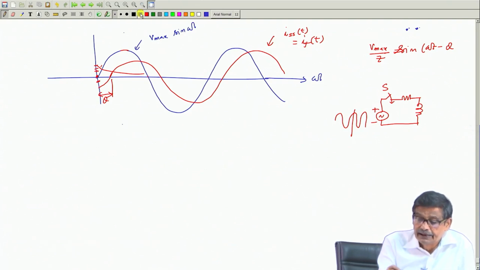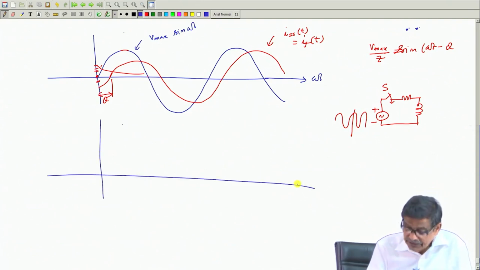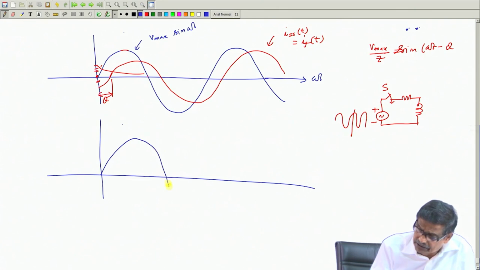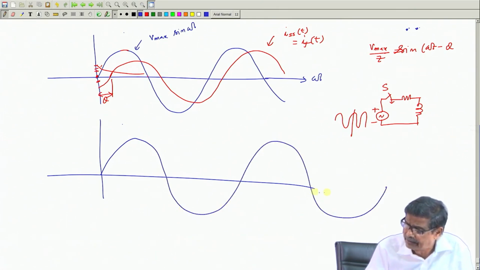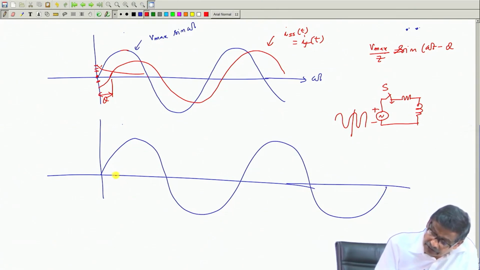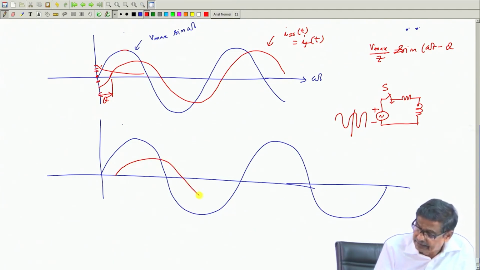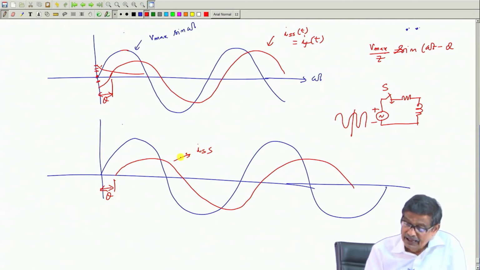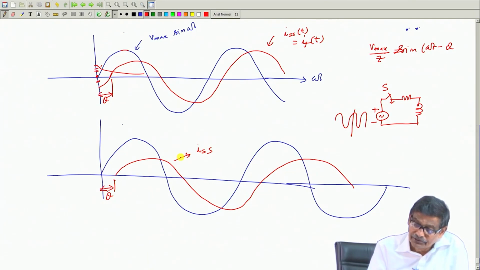Suppose I say this is your supply voltage. I am not writing omega t equal to 0 etc. This is your supply voltage, but the steady state current will be displaced from it by an angle theta. This is the steady state current, the red one, I_SS. Now, suppose I close the switch at this instant, when the supply voltage was around this point.